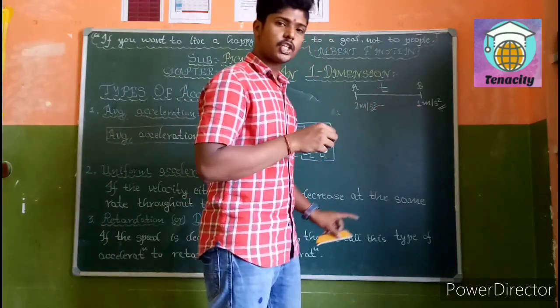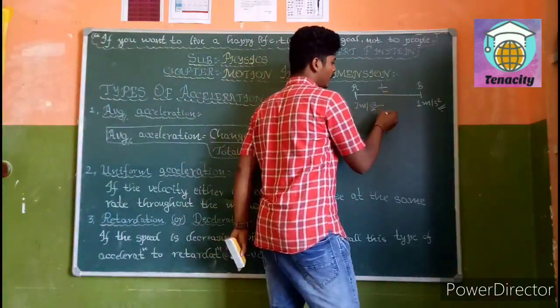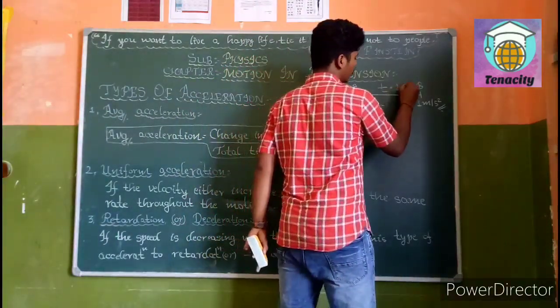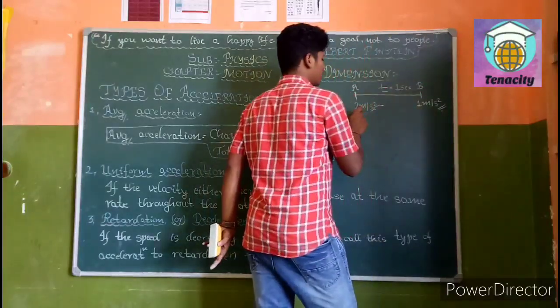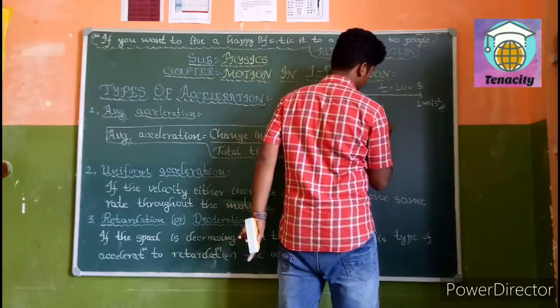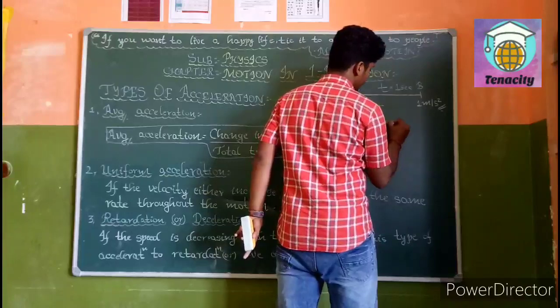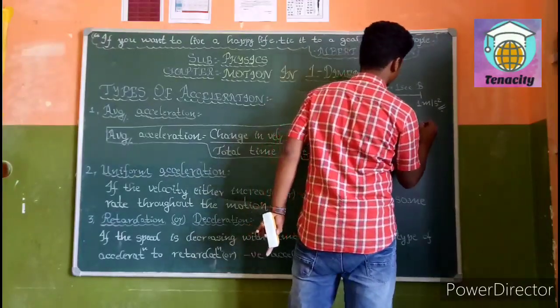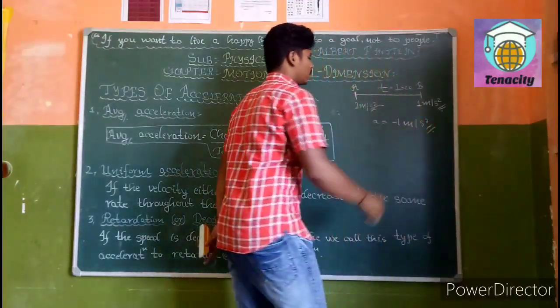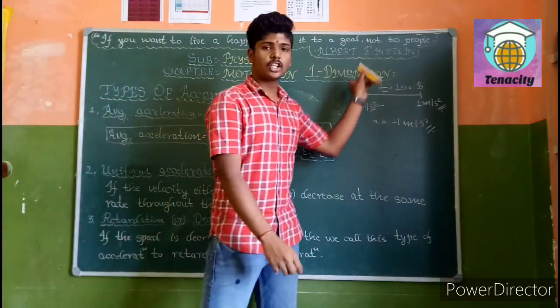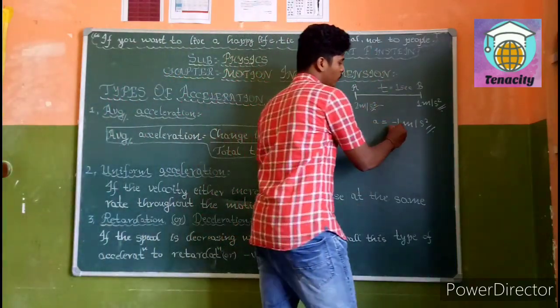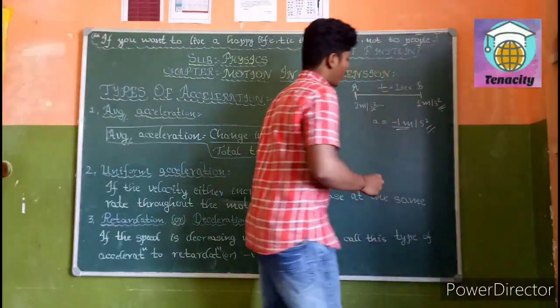So here the acceleration is 1 minus 2t. Take t to be 1 second. So 1 minus 2 is minus 1. So acceleration is minus 1 meter per second square. So when they ask for the acceleration of this journey, you have to write minus 1 meter per second square.